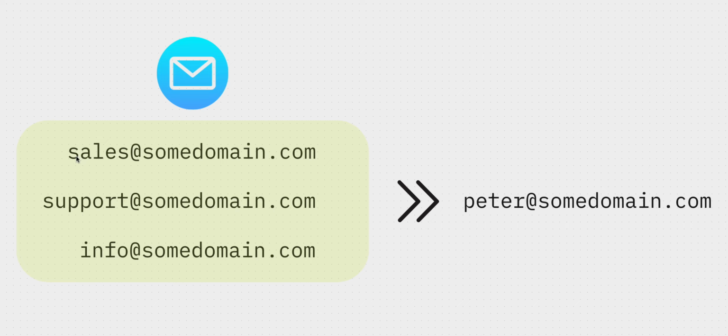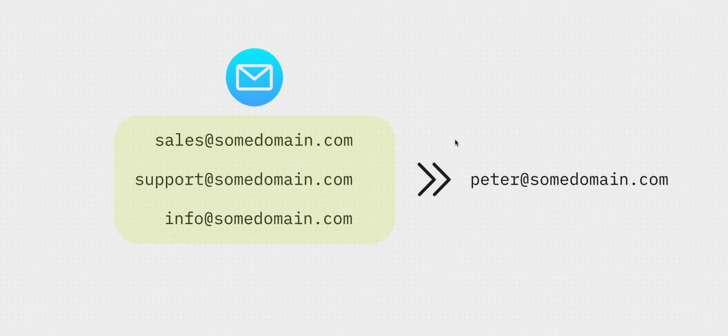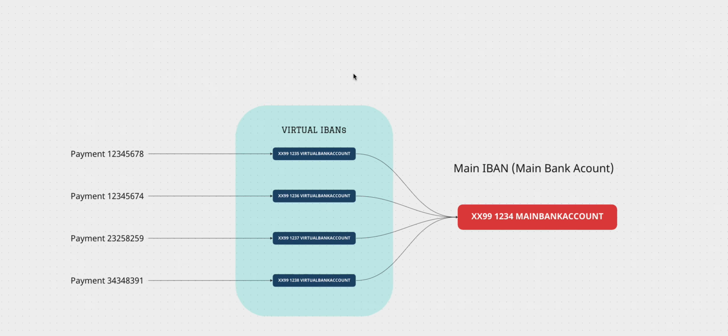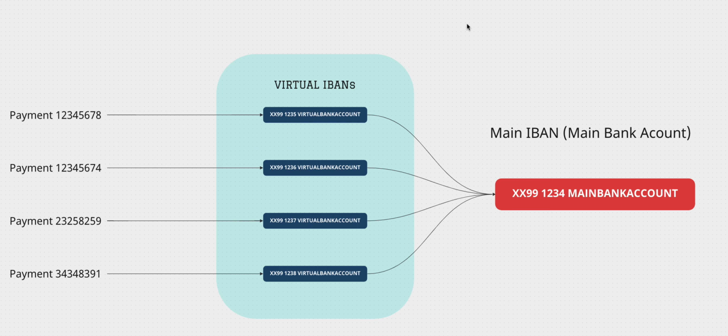Whilst these are still valid emails to receive an email, they're not a valid email per se because you can't actually send an email from this domain, but they can receive it and they forward it to Peter at somedomain.com. So that's how an alias typically works. So how can this be used in banking? In banking, a virtual IBAN is pretty much the same thing.